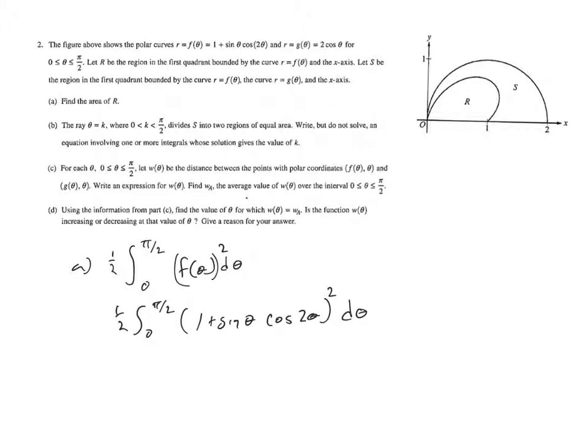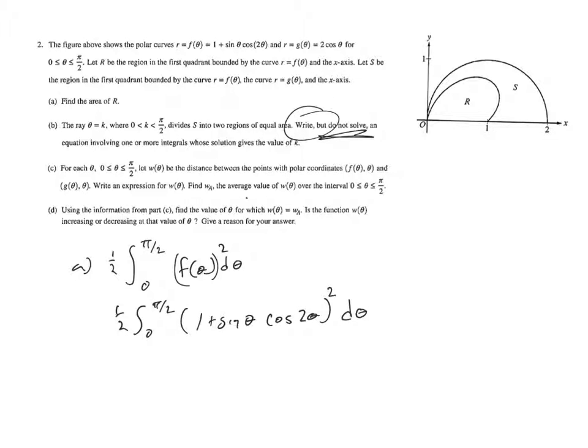Part B is an interesting one too, because they're not asking you to actually find out what K is. If you notice here, what they're saying is that you are to write, but do not solve, an equation involving one or more integrals whose solution gives the value of K. Okay, so you have a lot of different options here. You have some flexibility, and you can come up with a lot of different equations. So it is something for you to work with.